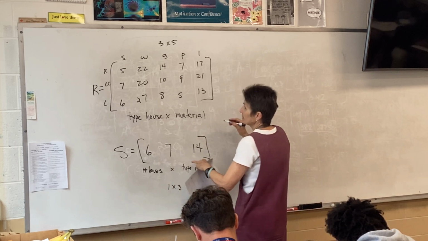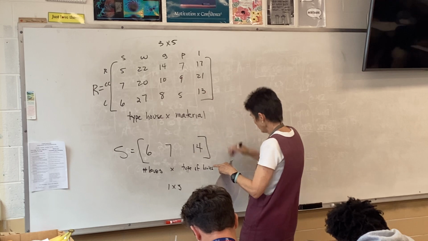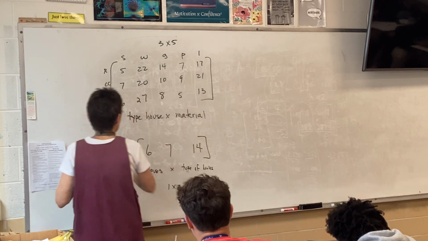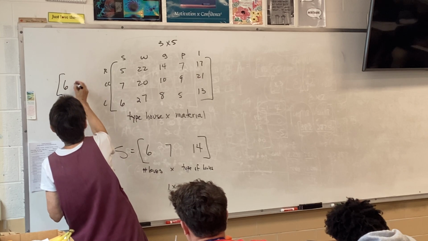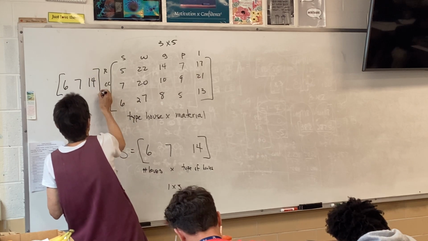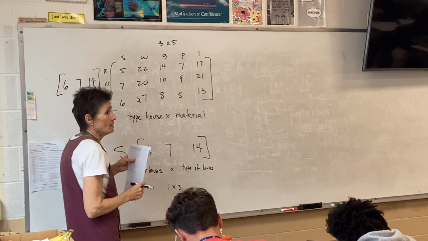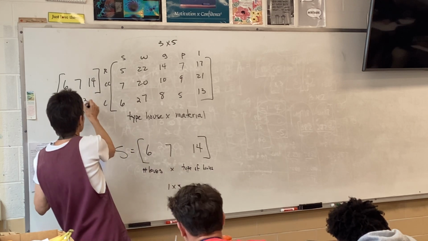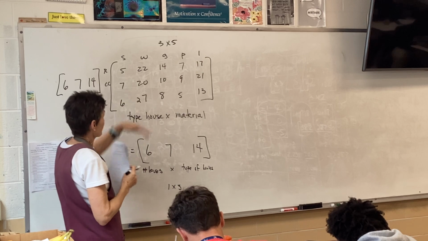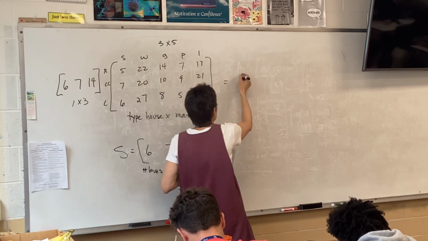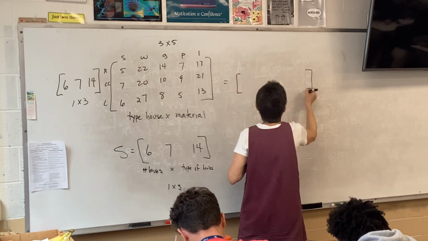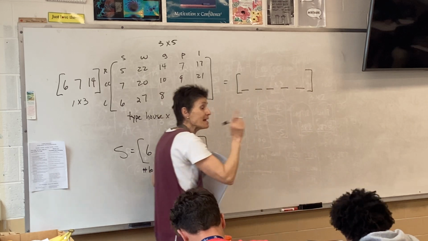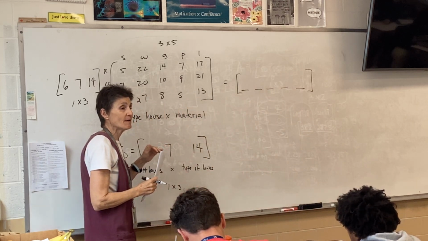So I'm going to take, actually, I don't want to rewrite that whole thing. Is it okay if I just stick it over here? 6, 7, 14. Now, when you multiply this 1 by 3 times a 3 by 5, you're going to end up with a 1 by 5. Everybody in agreement? And what will that 1 by 5 stand for?